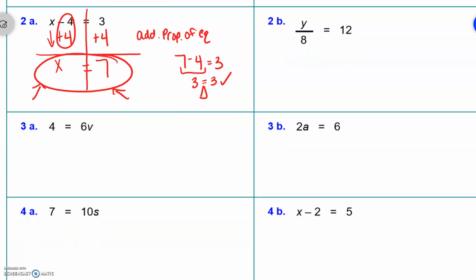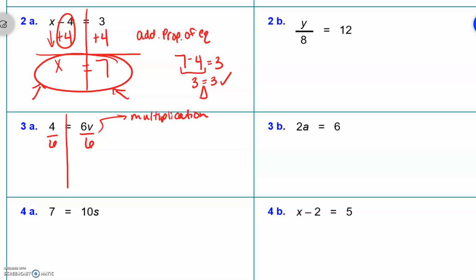Let's take a look at number 3. 4 equals 6v. And so remember, when you have something written like this, that means multiplication. Because again, mathematicians are lazy, so anytime we don't have to write something, we don't. So if our variable v is being multiplied to 6 right now, the opposite of multiply by 6 would be divide by 6. So I'm going to divide by 6, but right now I'm out of balance. I only have the right-hand side divided by 6, so I have to divide the left-hand side by 6.